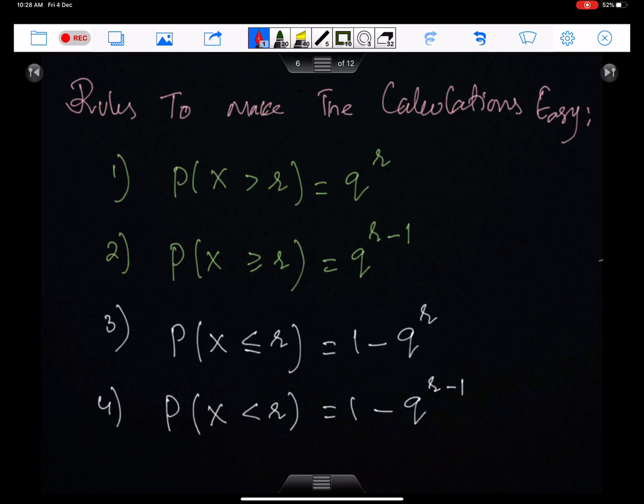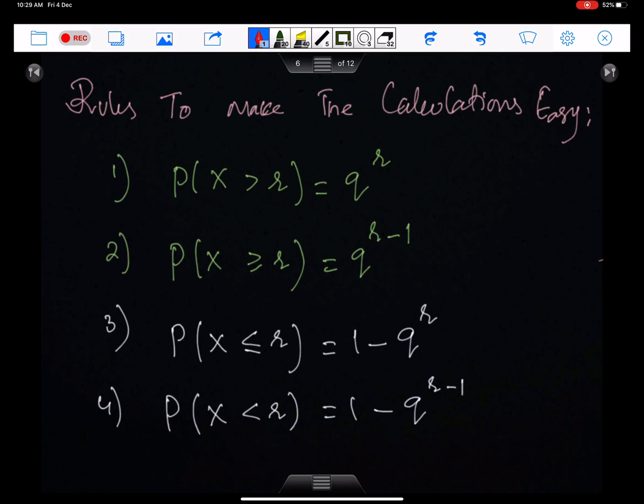Rules to make the calculation simple. Now these rules are very important in order to make the calculations very simple and easy. When we have greater sign, then the answer will be q to the power r. And when we have greater or equal sign, then you just need to subtract 1 from r, like r minus 1. So you can learn these rules in this way. When we have just greater sign, the rule is q to the power r. When we have greater equal to sign, the rule will be q to the power r minus 1.